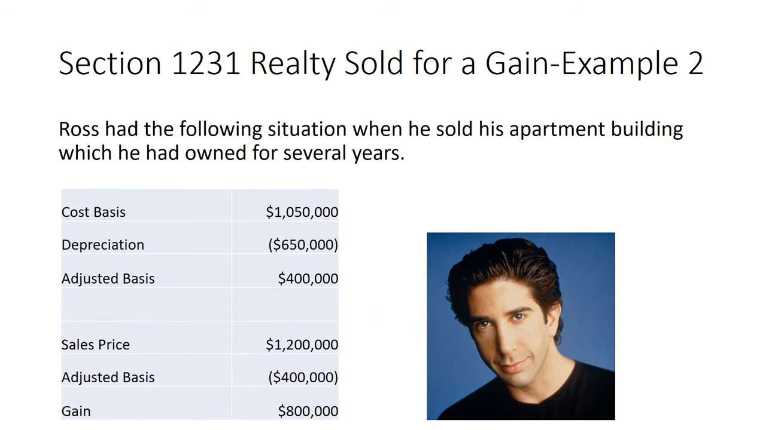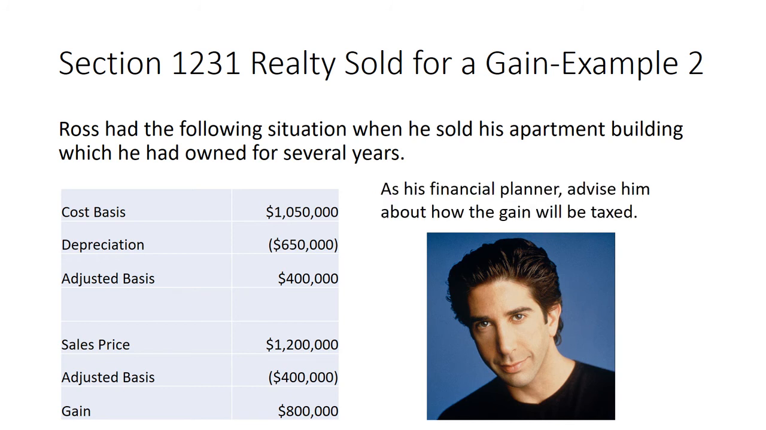Okay, so here is another Section 1231 realty sold for gain, example 2. Ross had the following situation when he sold his apartment building, which he had owned for several years, so again, long term. He had a cost basis of $1,050,000. He had taken $650,000 of depreciation. He had an adjusted basis of $400,000. So he sold it for $1,200,000 minus the adjusted basis, so he has a gain of $800,000.